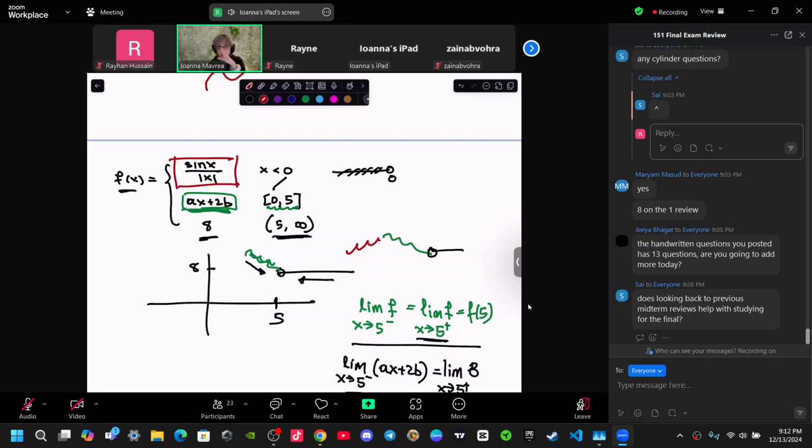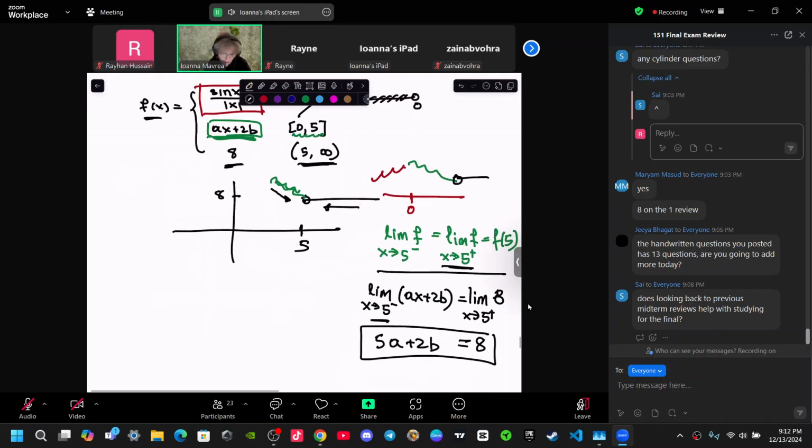And where do those pieces jump? They jump at 0. The red piece ends at 0 and the green piece starts at 0. So the limit of f as x goes to 0 from the left must be equal to the limit of f as x goes to 0 from the right. Those two pieces have to arrive at the same y coordinate. So again, the function is continuous.